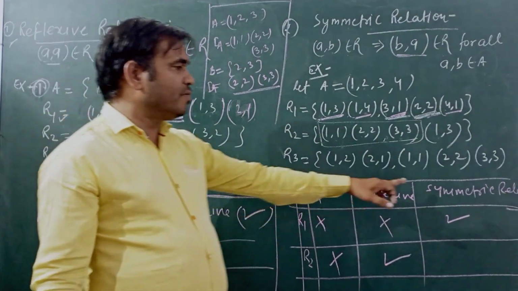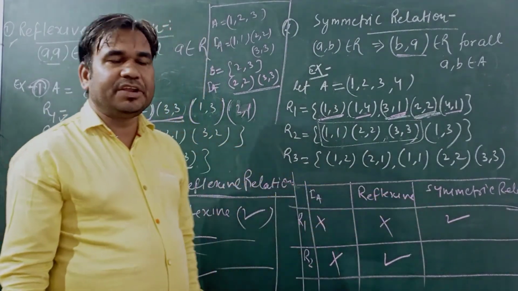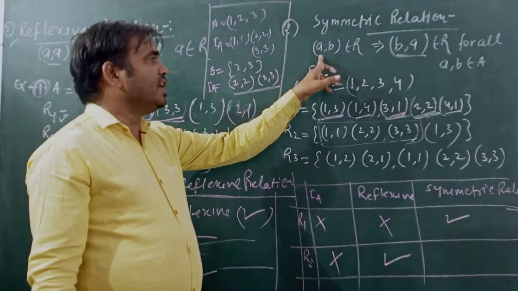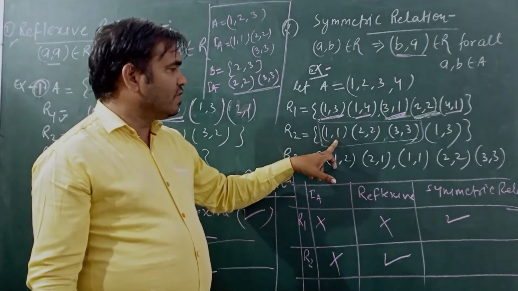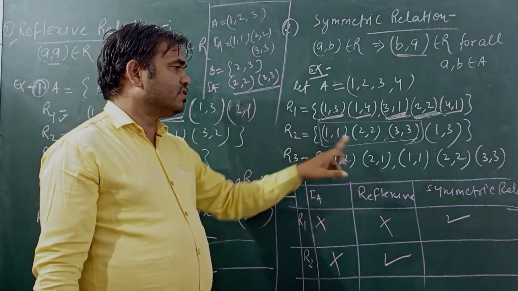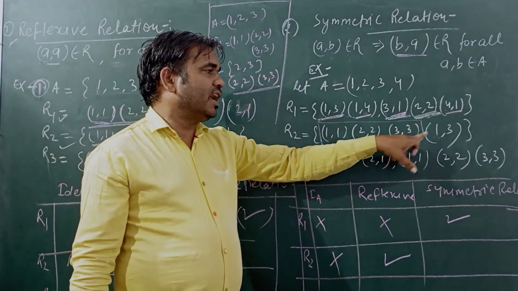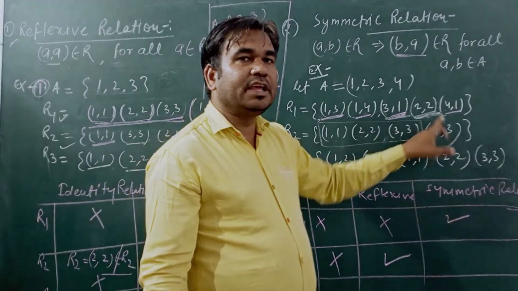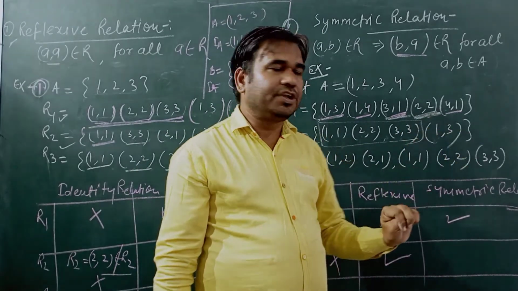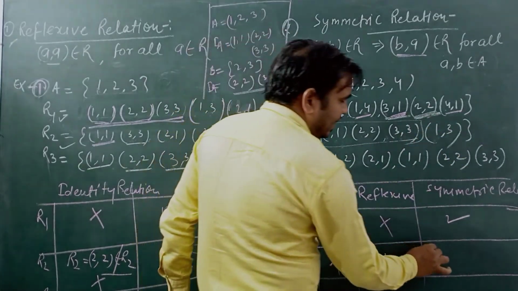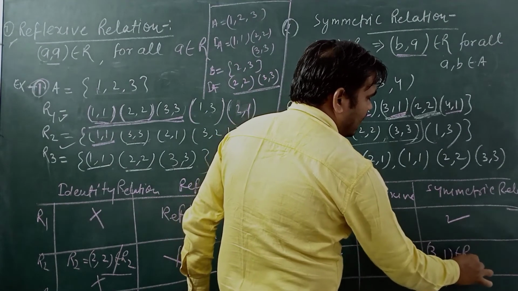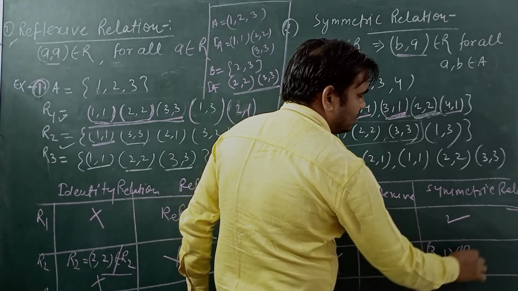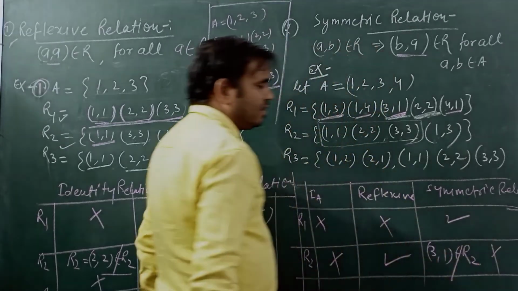Now for symmetric relation we need (a, b) belongs to R and (b, a) belongs to R. (1,1) is here, (2,2) here, (3,3) here, and (1,3) is here but (3,1) is not here. So we can write that (3,1) does not belong to R2. So that is not symmetric.